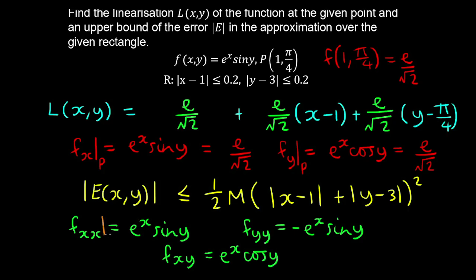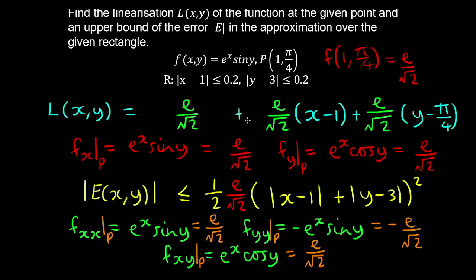And evaluating these at point P, we again get e on root 2, minus e on root 2, and e on root 2. So m is the largest of the absolute values of these derivatives. So that would be e on root 2.